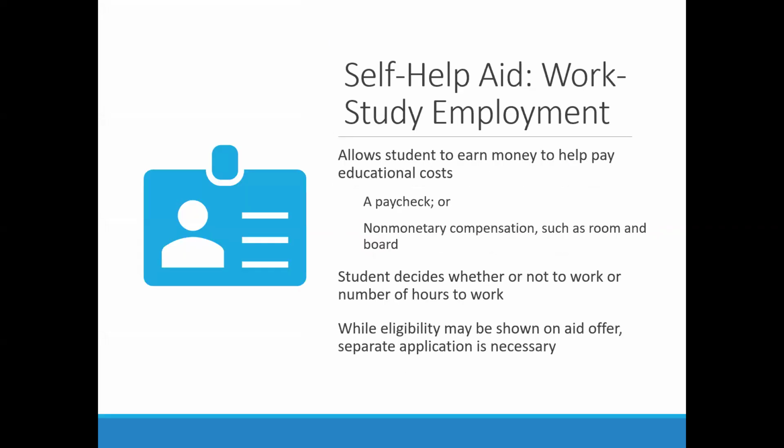Another form of self-help aid is work-study employment. This allows students to earn money and help pay for educational costs. This usually comes in the form of a paycheck or some sort of non-monetary compensation, such as room and board. The student decides whether or not to work and the number of hours to work, and their schedule is going to be based on the classes that they take. And just a note, while eligibility for work study may be shown on an aid offer, a separate application may be necessary. And again, you want to make sure that you realize that if it is on an aid offer, it's not going to come directly off of the bill. It will be on a paycheck.